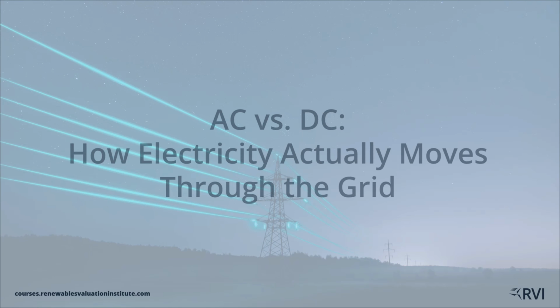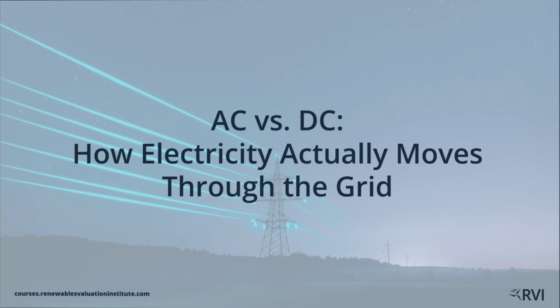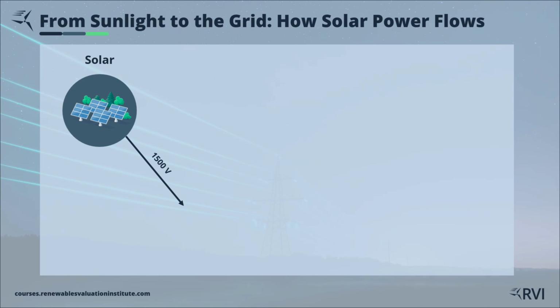So how does electricity actually move from a solar panel all the way to your home? Let's find out. To see how electricity is generated and then fed into the grid, let's start by looking at a solar plant. Solar panels generate DC power, direct current, meaning electricity flows steadily in one direction.